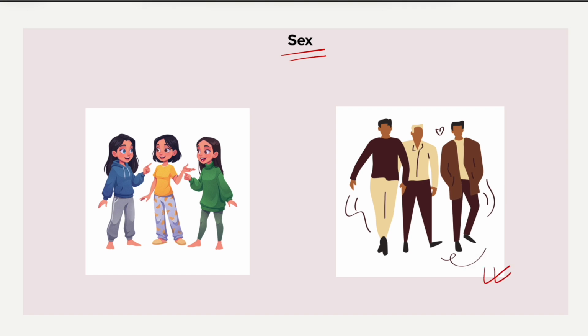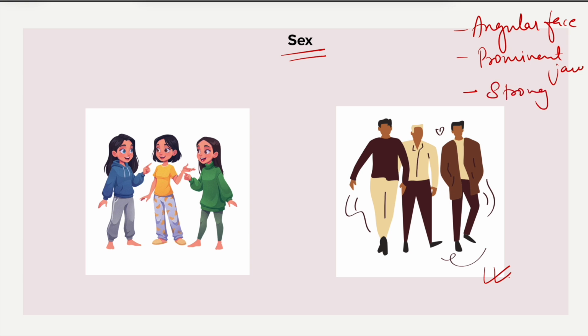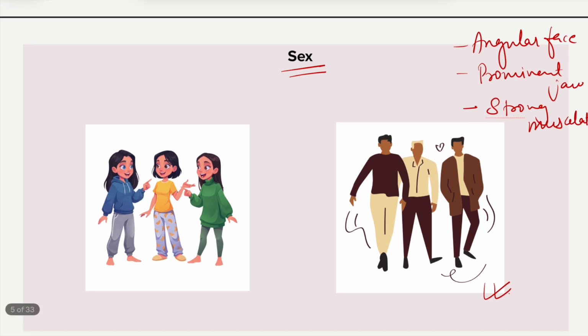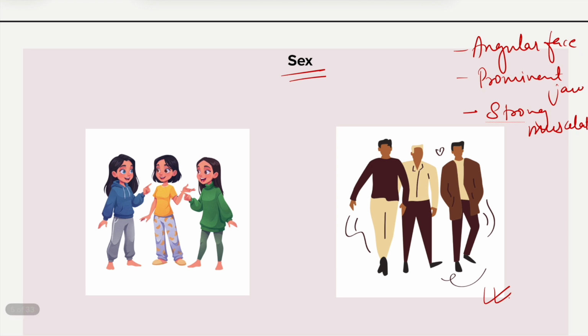So the male patients generally have an angular face, prominent jaw, and strong musculature. Dental characteristics: artificial teeth selection may demonstrate greater angularity, squarer outlines, and pronounced line angles. These features contribute to a masculine appearance.